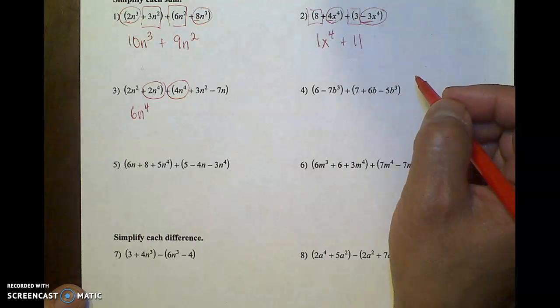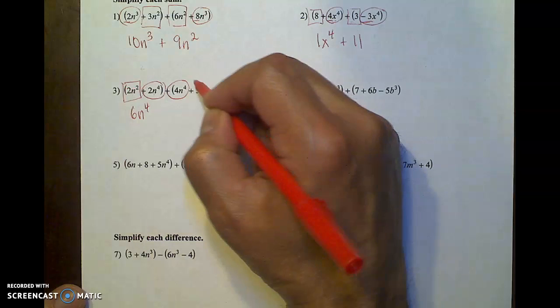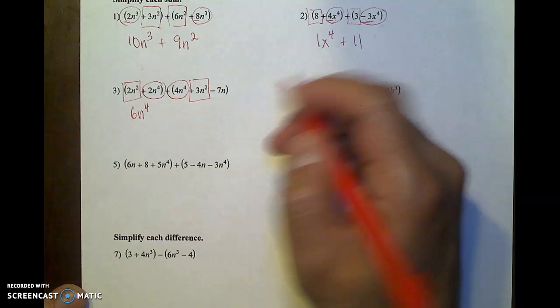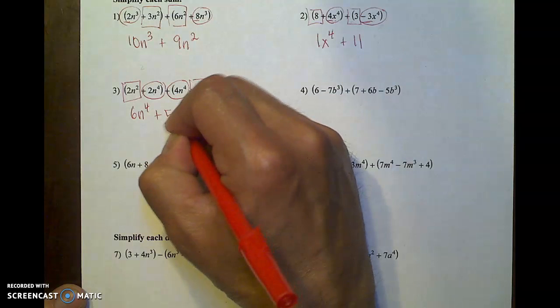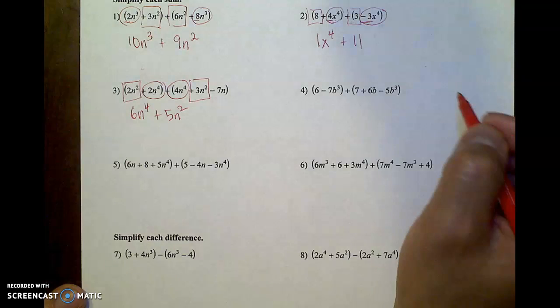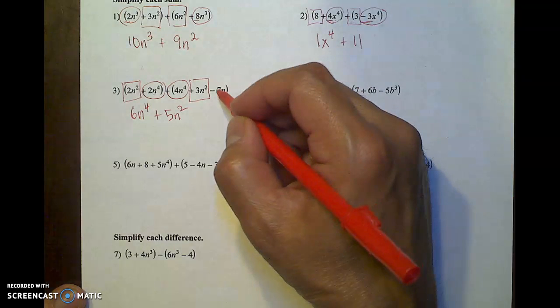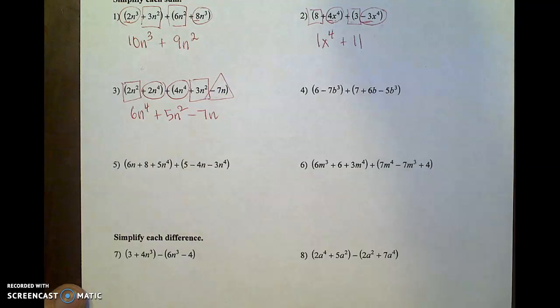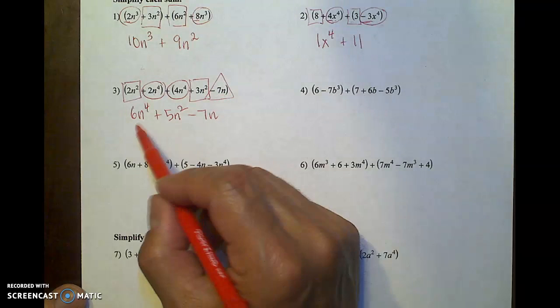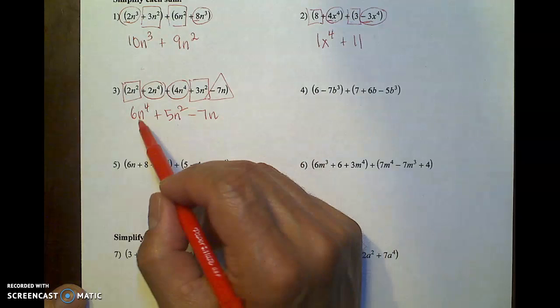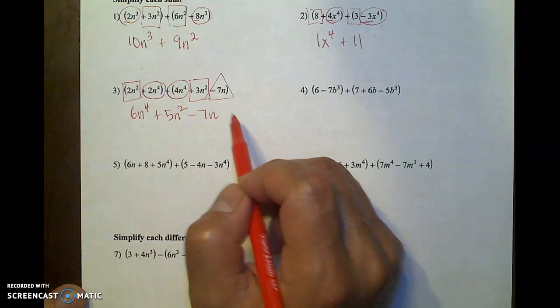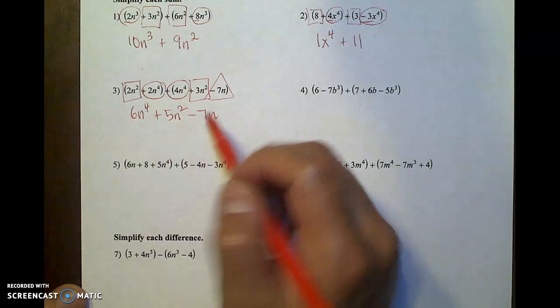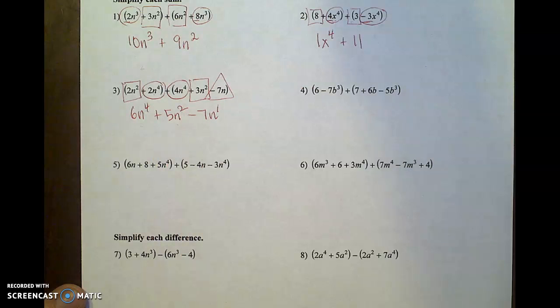Keep the variable exponent combination exactly the same. The next biggest exponent is 2. Here I have a 2n squared and a 3n squared. When I combine those I get 5n squared. Finally, here we have negative 7n. It's all by itself, so we want to keep it as negative 7n. Done. Again, we cannot combine all of these because although they have the same variable, they have different exponents. Again, if you don't see an exponent, assume it to be 1.